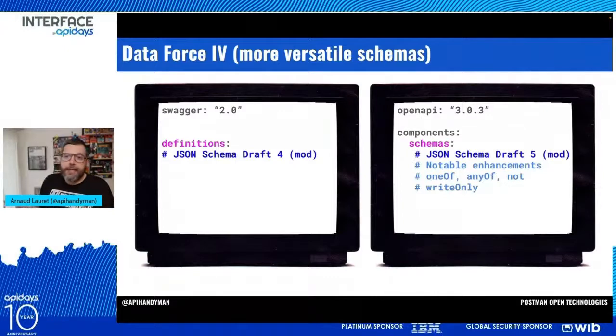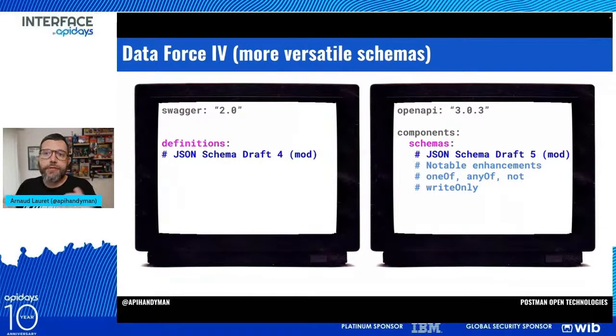Let's talk about data now. Actually, we could do several sessions about the improvements regarding the definition of data in OpenAPI 3. I only have 20 minutes, so I will try to focus on the main elements. The first one is that with OpenAPI 3, we have better and newer JSON schema-ish, in a sense that we move from JSON schema draft 4 to JSON schema draft 5.